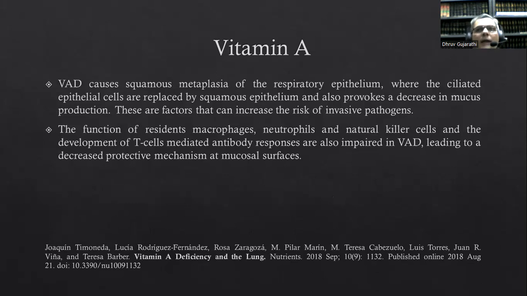The second part is that the respiratory epithelium is a ciliated columnar epithelium, and vitamin A deficiency causes squamous metaplasia of the respiratory epithelium, where the ciliated epithelial cells are replaced by squamous epithelium and provokes a decrease in mucus production, which is the primary defense mechanism of the respiratory system.